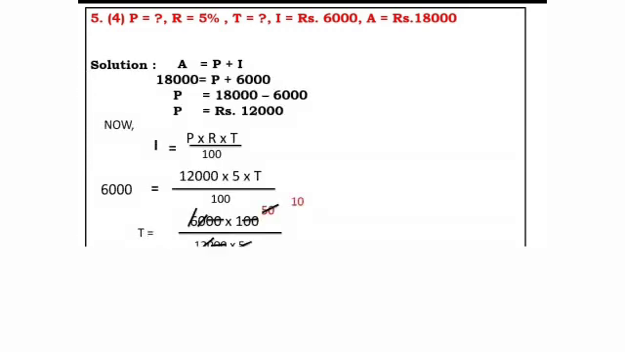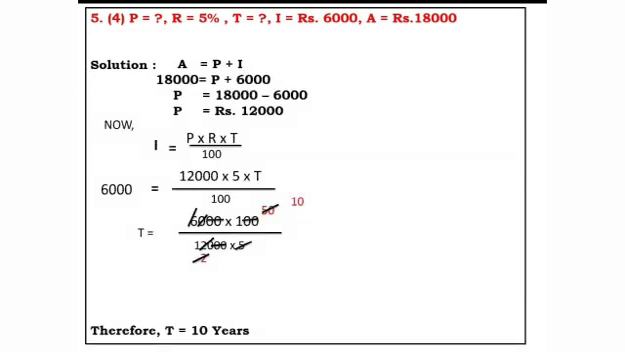Now the fourth question, where you are going to find out the principal and you are going to find out the time, that is number of years, that is the period. So now here the rate of interest is given as 5%, interest is given as 6,000 and the amount is given as 18,000 rupees.